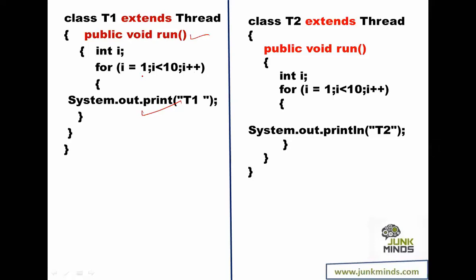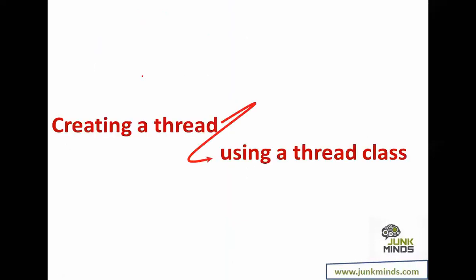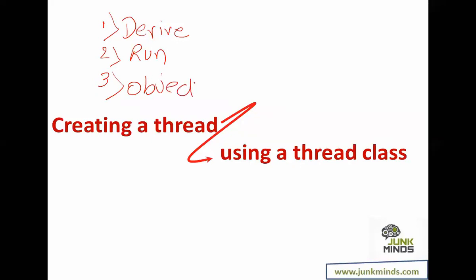I haven't created the thread as of now. In other words, later on, when I create the object of class T1, that is what will become a thread. So if somebody asks me what the steps in creating threads in Java are: Step 1, you derive a class from class Thread. Step 2, you add a run method inside that particular class. And step 3, you create an object of this particular class. This object that you create would be a thread.